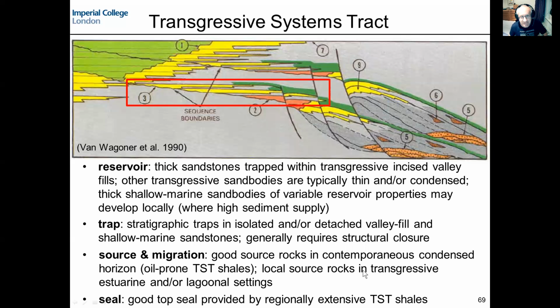Okay, source and migration. Well, in this case, the obvious source is within these condensed marine shales in the dark green in here. They juxtapose with and they interfinger with these transgressive systems tract deposits. Also within estuaries, we can develop local lagoons, and those lagoons can also generate good source rocks as well. And in this case, the top seal is provided by these condensed marine shales. Again, those are the dark green ones.